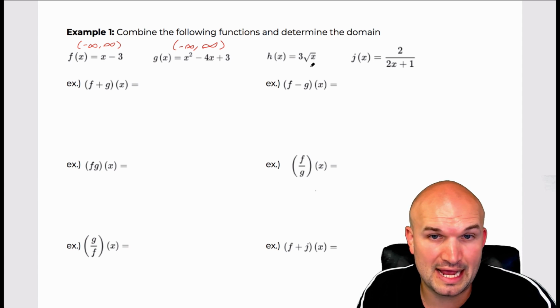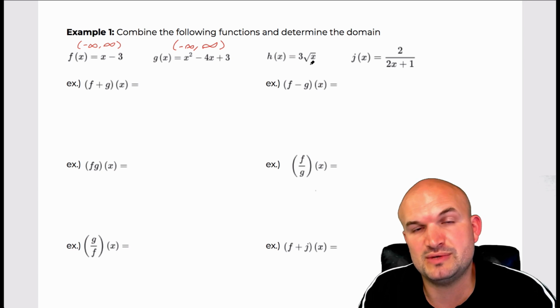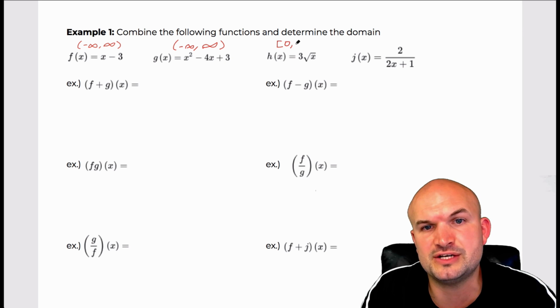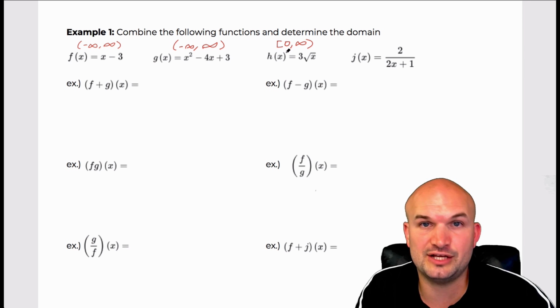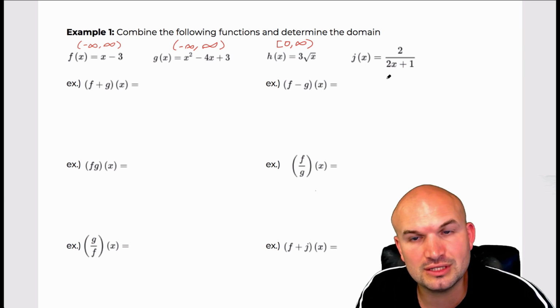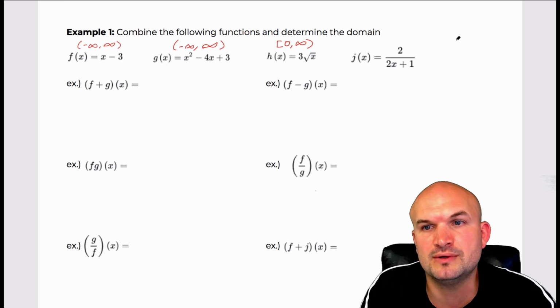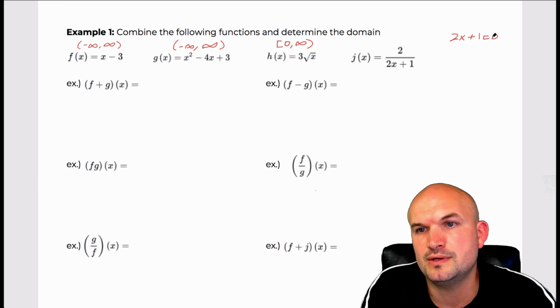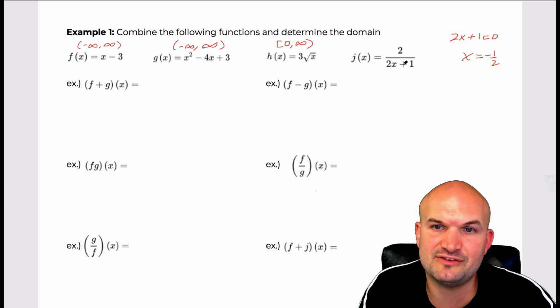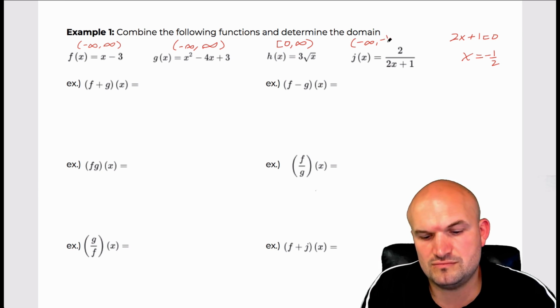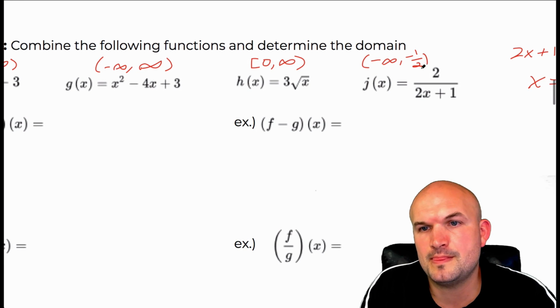The next one here is the square root function, and we know that the square root function is undefined for negative values. We can't take the square root of a negative value. So this function has a restricted domain from 0 to infinity, including the number 0 and any larger values. The last one is a rational expression, j of x, and we know that a rational function is undefined for values that make the denominator equal to 0. So let's set this equal to 0, and if I subtract 1 and divide by 2, when x is equal to negative 1/2, my function is undefined. Therefore, the domain is negative infinity to negative 1/2, union negative 1/2 to infinity.